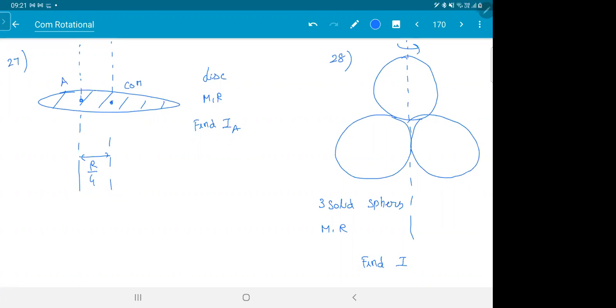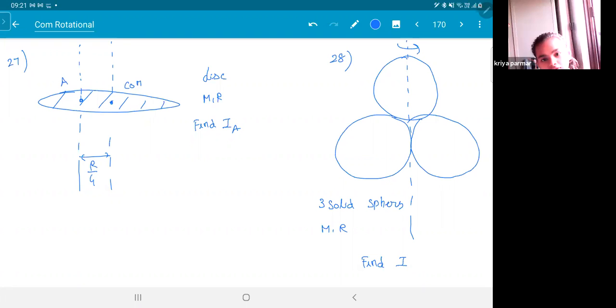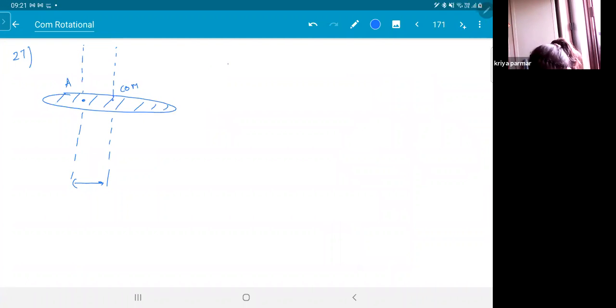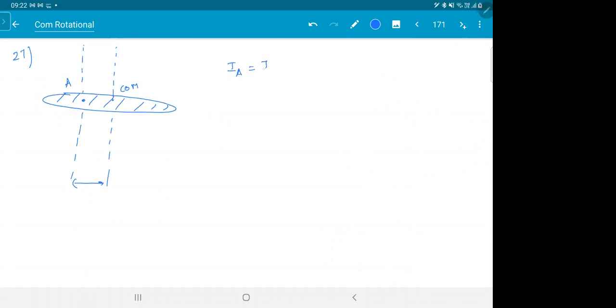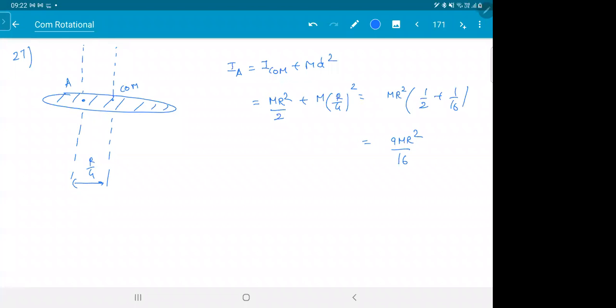Nine mr square by 16. Okay. So remember the parallel axis theorem, IA is I center of mass plus m d square. So I center of mass for the disk is mr square by 2. Same, and this distance is r by 4. That would be mr square by 2 plus mr square by 16, which is 9 mr square by 16. Okay.